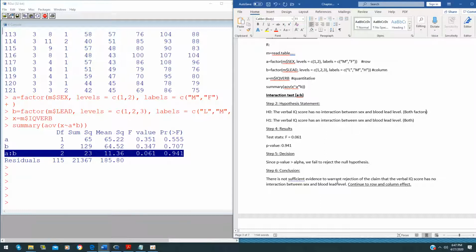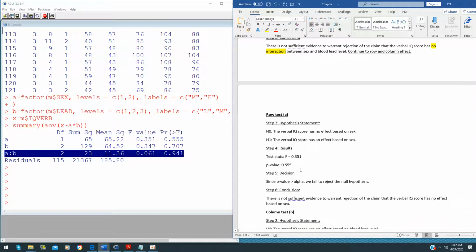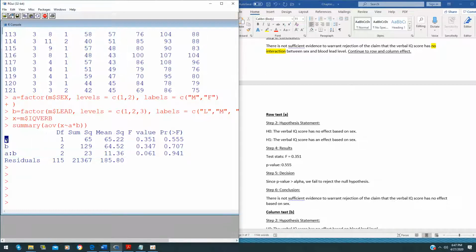The reason why is because you say there is no interaction. So if you have no interaction here, you have to continue, which means you're supporting your claim here. So what happens in this case when you do the row test? Your row is about gender or sex. So the verbal IQ score has no effects based on sex, versus the verbal IQ score has an effect based on sex. So the hypothesis statement for row is very clearly stated, and this is for row, which is based on sex. So for this case, we'll be looking at just A.